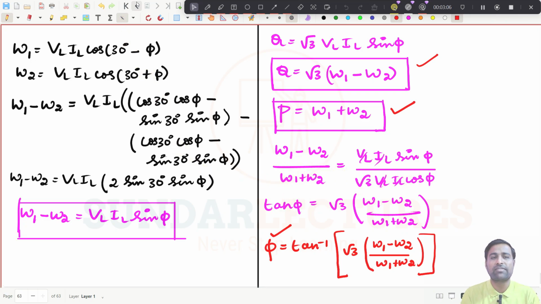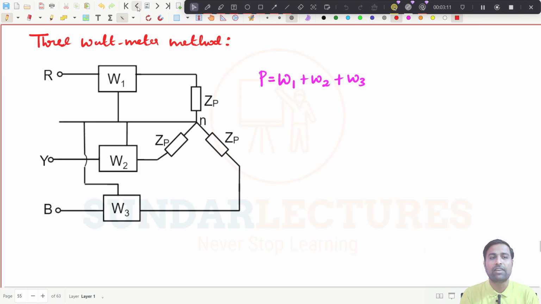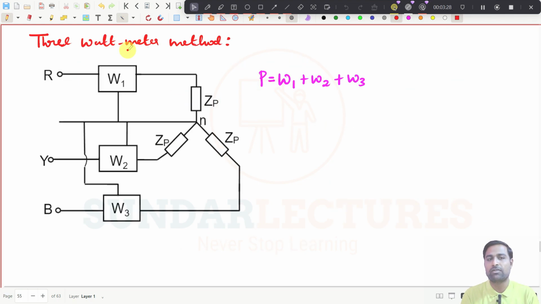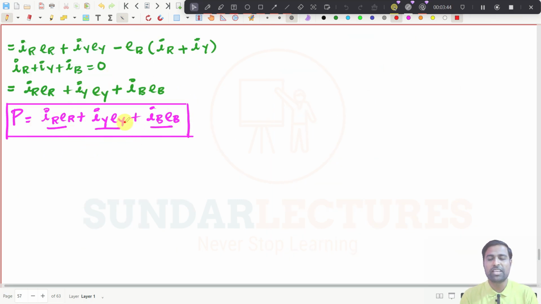What are all the topics we have seen today in this class? See, we have started with the measurement of power, 3-phase power measurement, and we have said that the wattmeter will read the real power, that is V phase, I phase, cos phi, right? And we have seen that in the single wattmeter method, if you read this and multiply with 3, you will get the values. In the 3 wattmeter method, straight away you put W1 plus W2 plus W3. And this 2 wattmeter method is very important. Why? Because with only 2 wattmeters connected like this, we can get the total 3-phase power, right? And we have proved that with the instantaneous power.